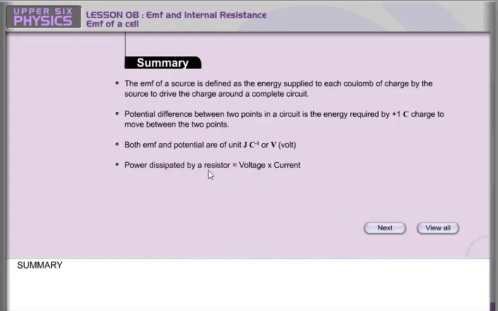Power dissipated by a resistor is V times I. Power output or supplied by a cell is equivalent to EMF times current. This is V times I, this is epsilon times I. Both are the same, but here is power dissipated, and here is power supplied or output power. Can you follow so far? This is just the basic understanding of EMF.